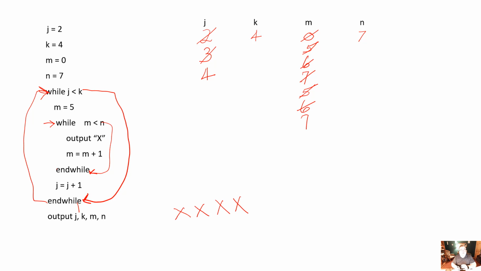And it says output J, which is 4. Output K, which is 4, output M, which is 7, and output N, which is 7. So the answer to this one is XXXX4477. And right here, that's the answer. So that's the answer to 1D.